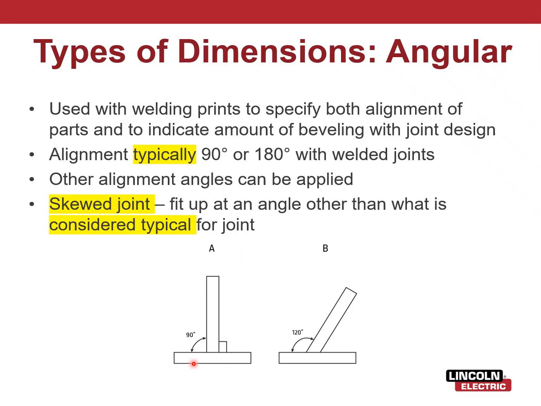So think of this as just a T-joint you're getting ready to weld. Typically, we say T-joint and you automatically think, boom, 90 degrees, right? Well, sometimes parts aren't exactly at 90s, or maybe you tacked your part together and it kind of leaned over a little bit. That would now be considered a skew joint. All right, a skew joint is simply fit up at an angle other than what is considered typical for that joint.